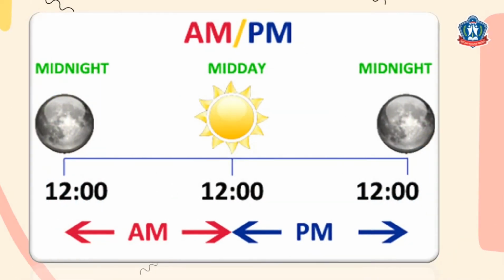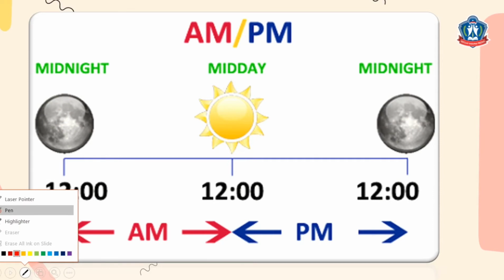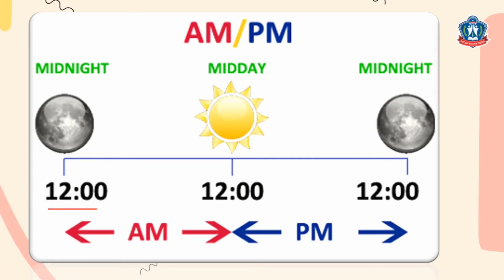So, look at here, AM starts from after midnight, here after midnight until 12 or before noontime. So that is AM. PM is right after 12 noon until 12 midnight.